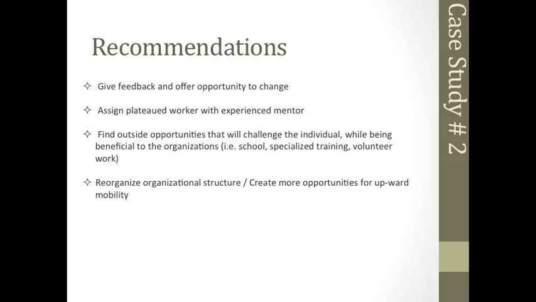The third is find outside opportunities that will challenge the individual while being beneficial to the organization. For instance, they could take school classes, training, and do volunteer work. All of these will build a sense of accomplishment and fulfill their time. The fourth is reorganize organizational structure. This is by far the worst case scenario because you don't want to have to reorganize your organizational structure if you don't have to. But you could to create some more opportunities for upward mobility.